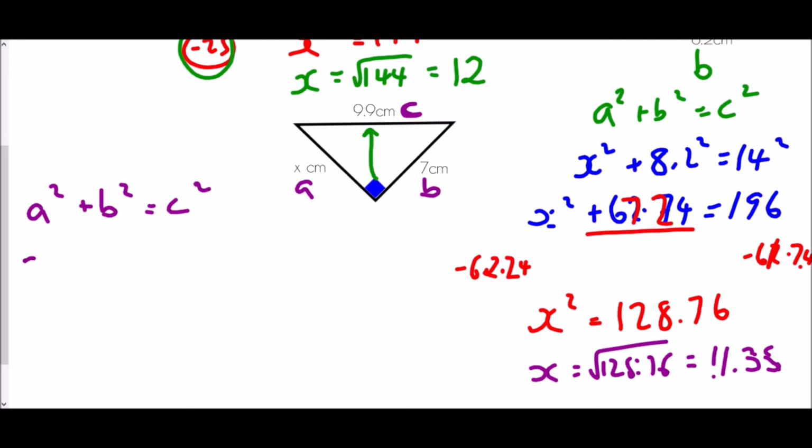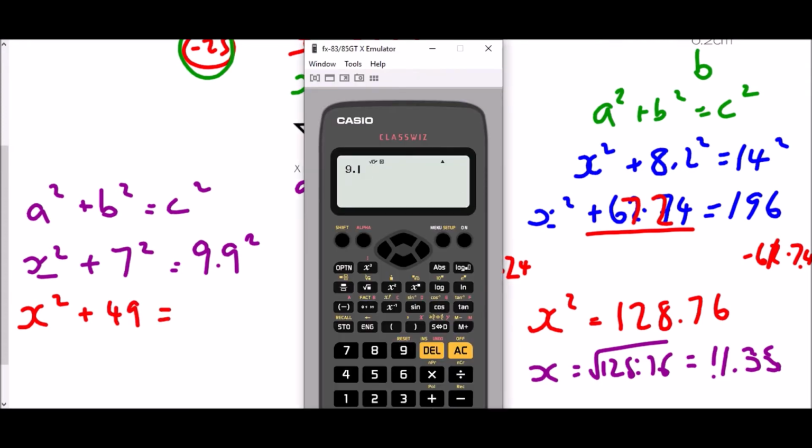A is x, so x squared plus 7 squared equals 9.9 squared. That tells us that x squared plus 49 equals 9.9 squared. Again, I'm going to need my calculator for that one. 9.9 squared is 98.01.